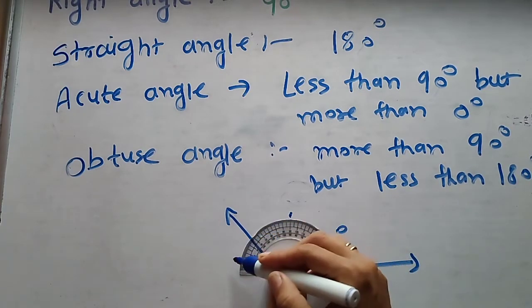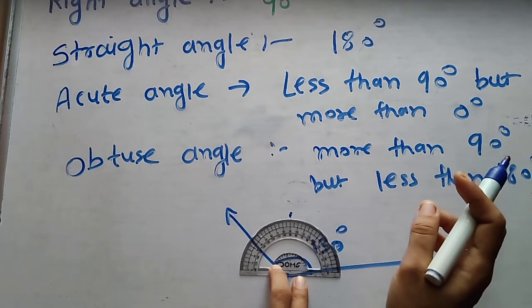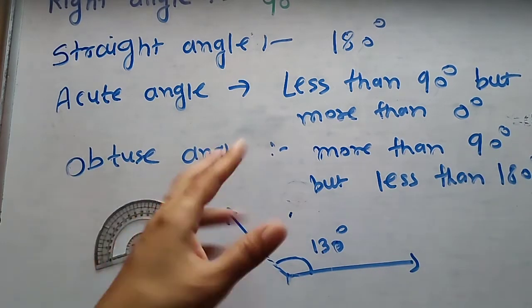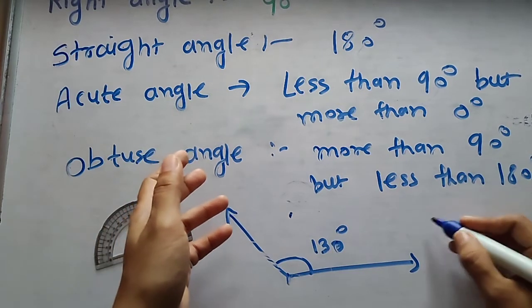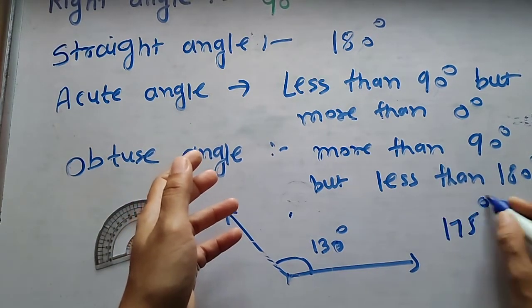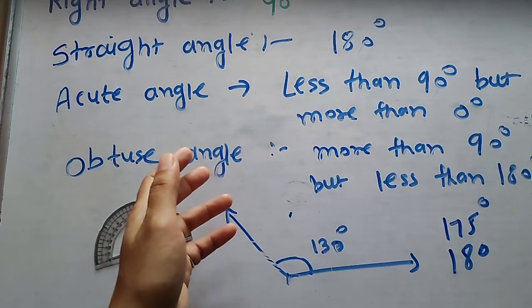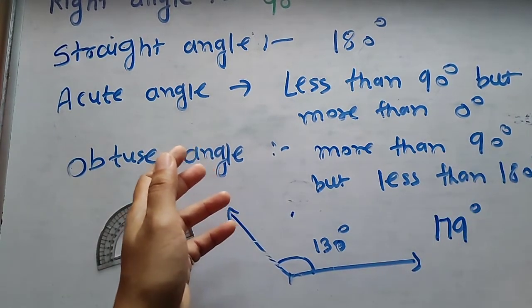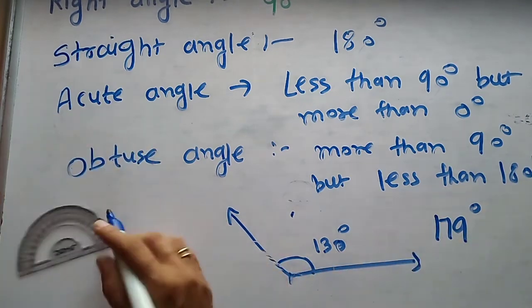More than 90 degrees but less than 180 degrees. All these types of angles are called obtuse angles. So this angle may be 135 degrees, 175 degrees. Okay, 180 is a straight angle. Okay, so 179 degrees again is an obtuse angle.